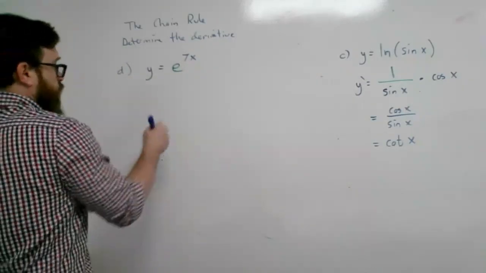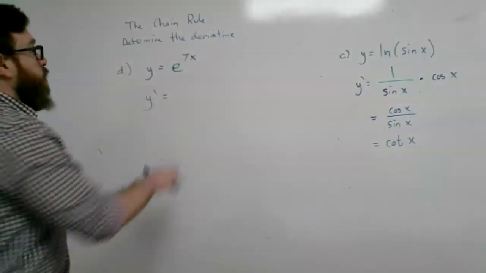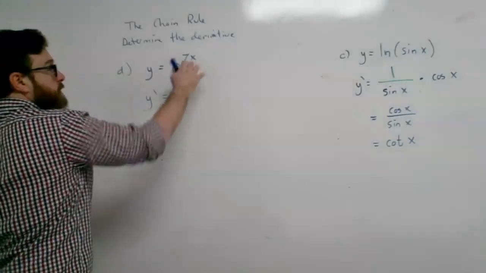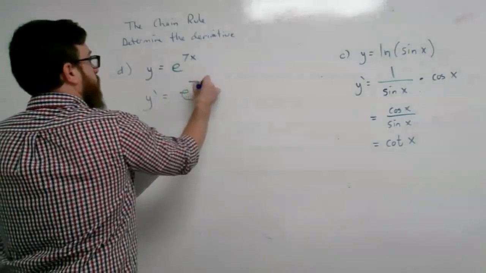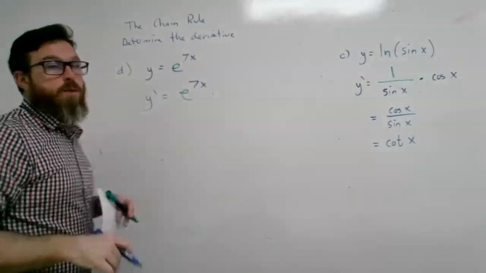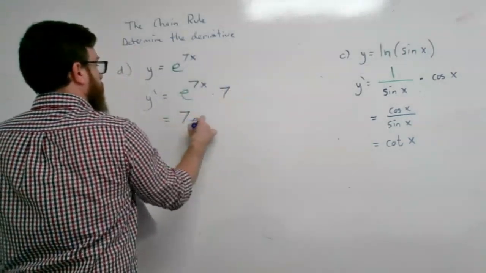So if I want to take the derivative of this, y prime is going to be equal to, well, the derivative of e to the 7x is going to be, well, the derivative of e to something is going to be e to that something. Now we still have to take the derivative of what's inside, so the derivative of 7x being 7. So this is 7 e to the 7x.